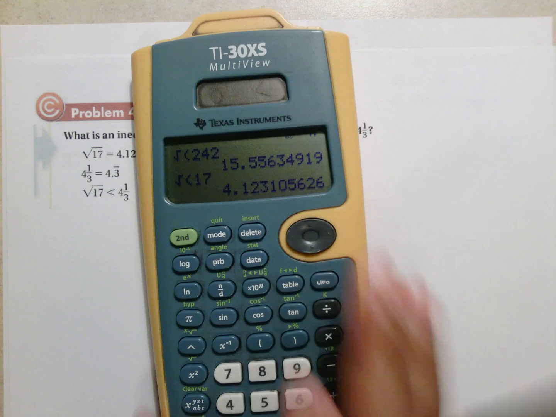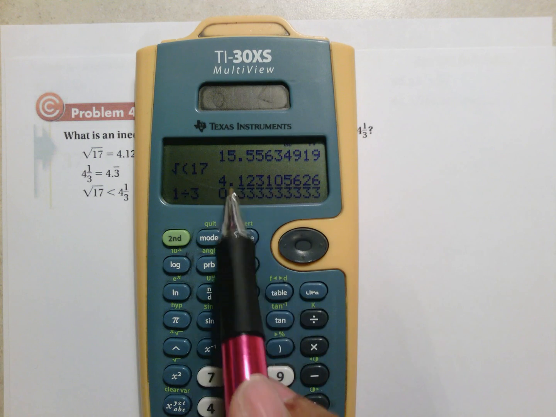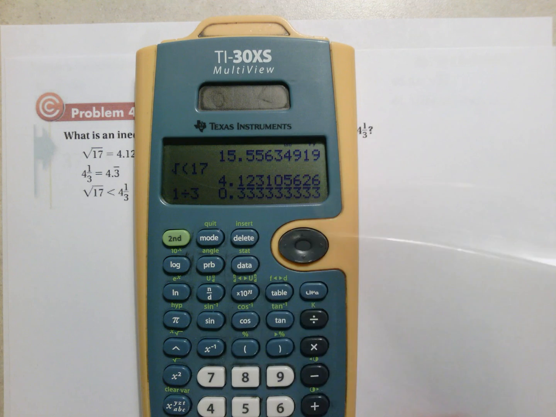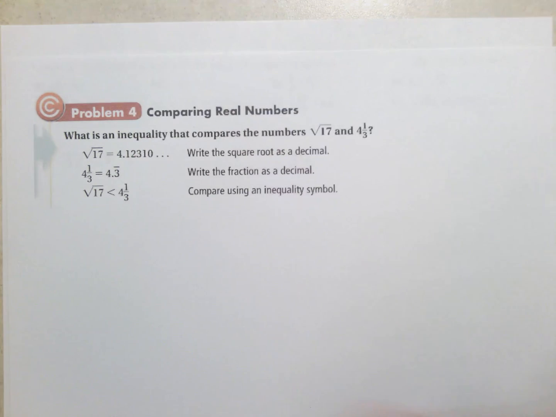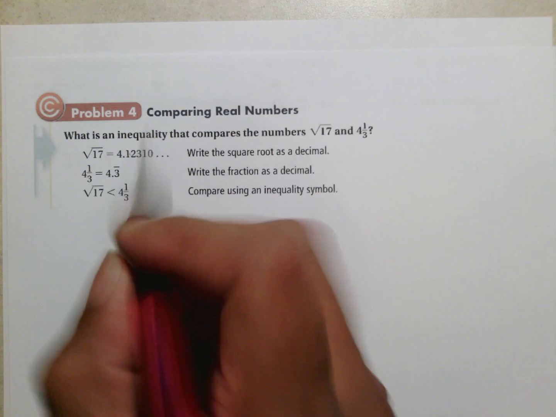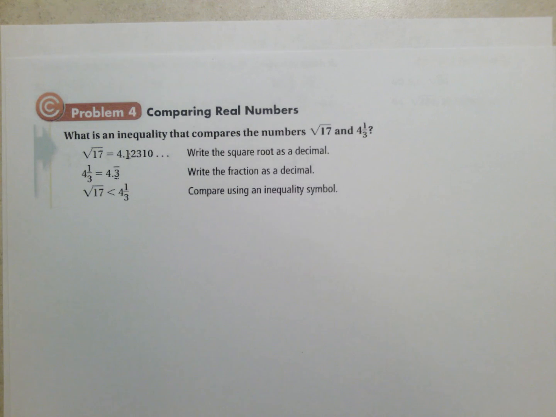If you want to turn a fraction into a decimal, remember, that's just a division symbol. Do 1 divided by 3, and that represents what would be after the decimal point. The 0.333 is why it's got the repeating symbol. Whenever you compare this number to that number, because 3 is bigger than 1, that means that 4 1/3 is bigger than the square root of 17.